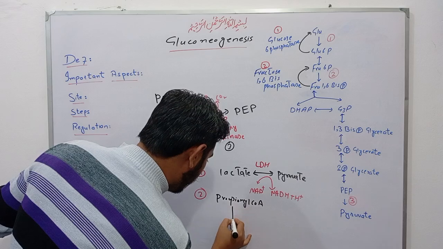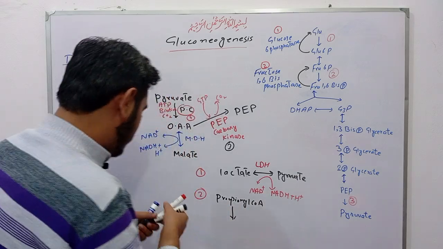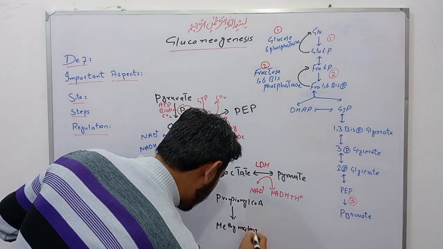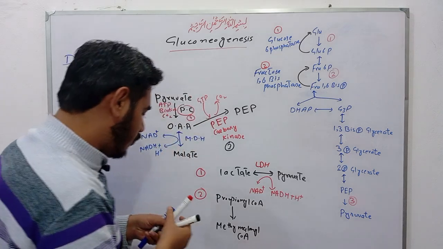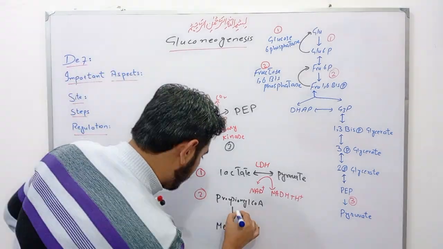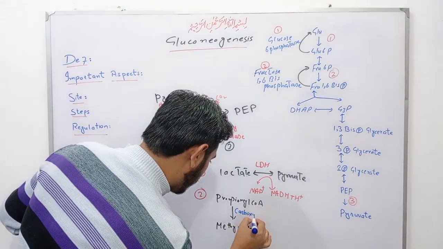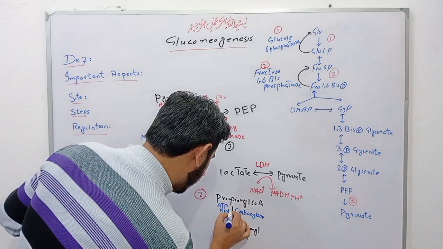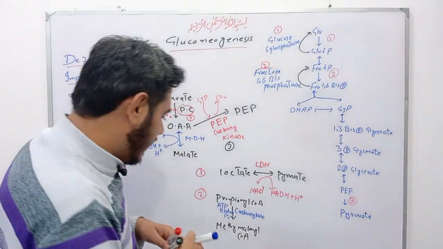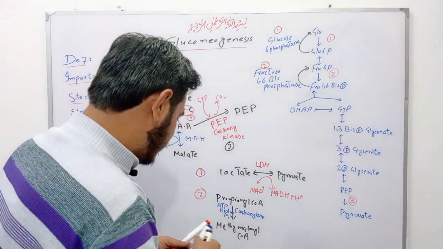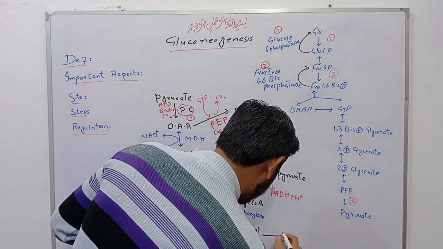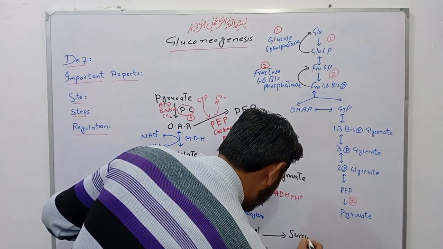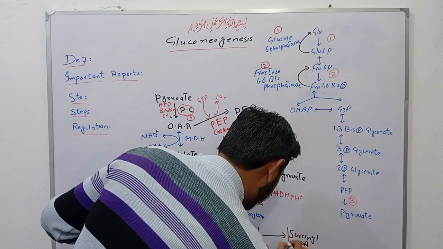This propionyl CoA converts into methyl malonyl CoA with the help of propionyl CoA carboxylase enzyme. This requires ATP, biotin, and carbon dioxide. And methyl malonyl CoA, in the next reaction, converts into succinyl CoA, which is the intermediate of the TCA cycle.